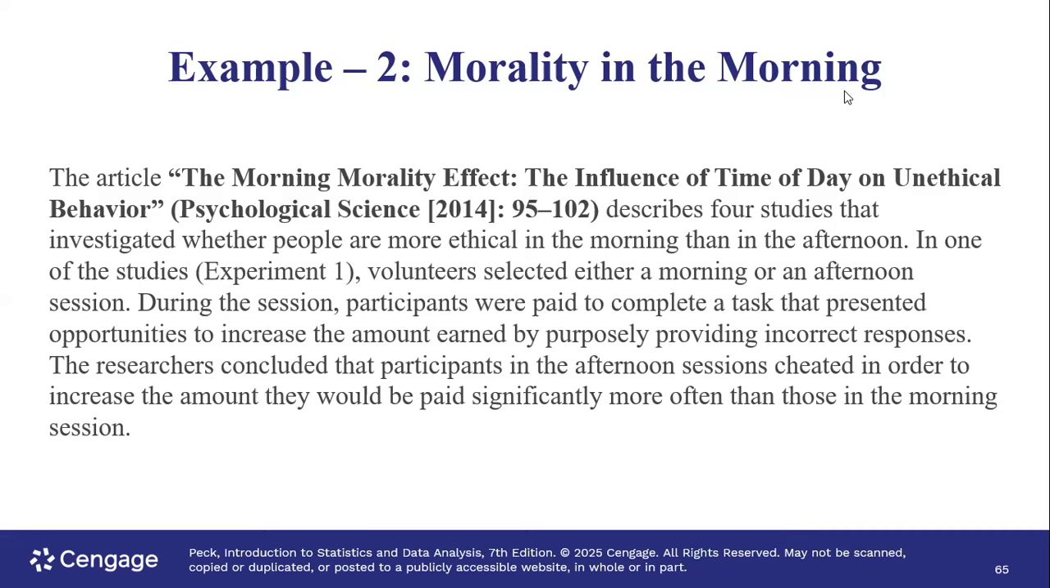In one of the studies, experiment one, volunteers selected either a morning or an afternoon session. During the sessions, participants were paid to complete a task that presented opportunities to increase the amount earned by purposely providing incorrect responses. The researchers concluded that participants in the afternoon sessions cheated in order to increase the amount they would be paid significantly more often than those in the morning. See, you earn more if you answered the questions incorrectly.